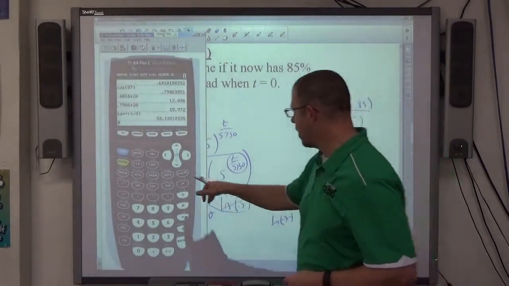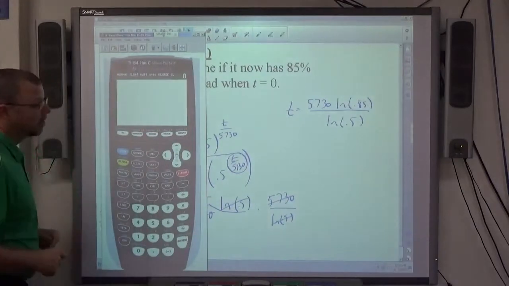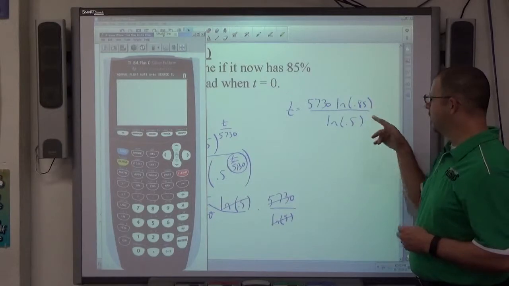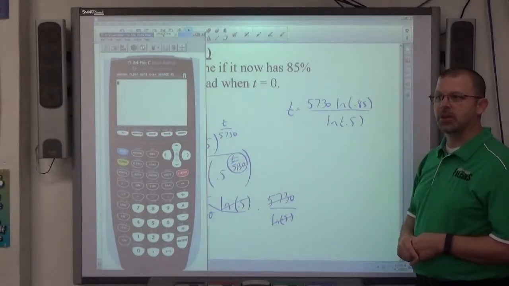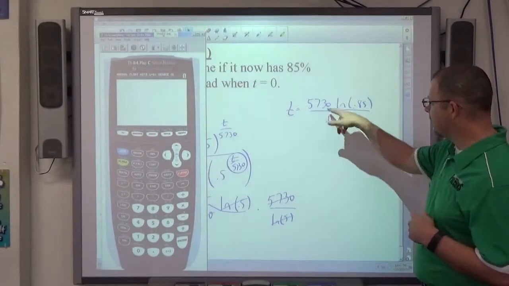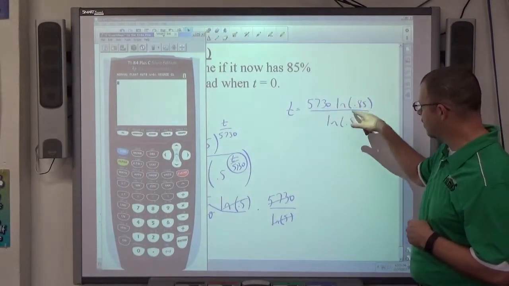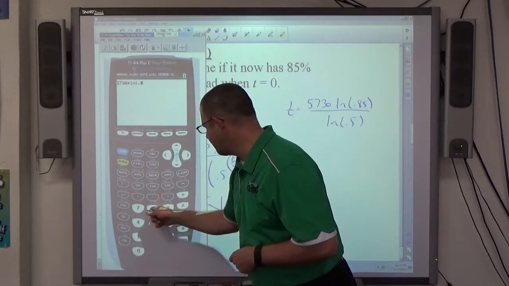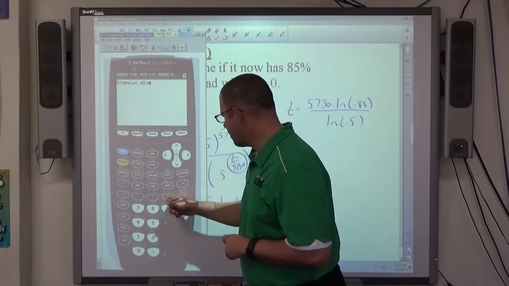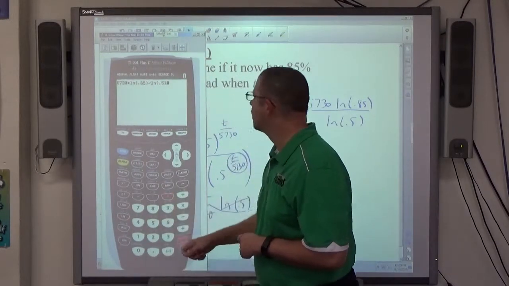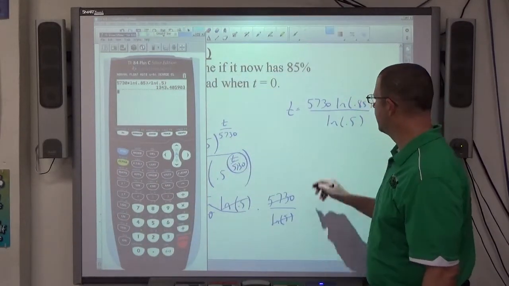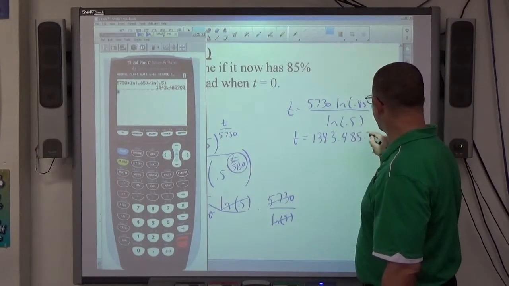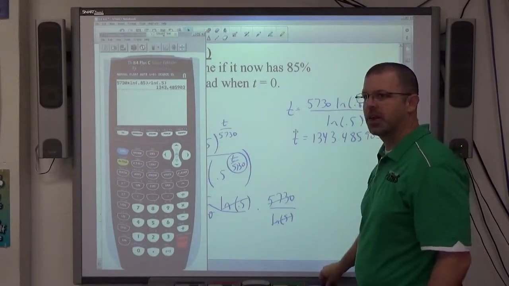That's the point where I would come over to my calculator and start entering stuff in. It's been asked, should we put that up as the power? If you do 0.85 to the 5,730th power, it'll equal 0. So it's better to leave that out. Just evaluate this times this divided by that. So 5,730 times ln 0.85 in parentheses divided by ln 0.5 in parentheses. We get 1,343.485903.